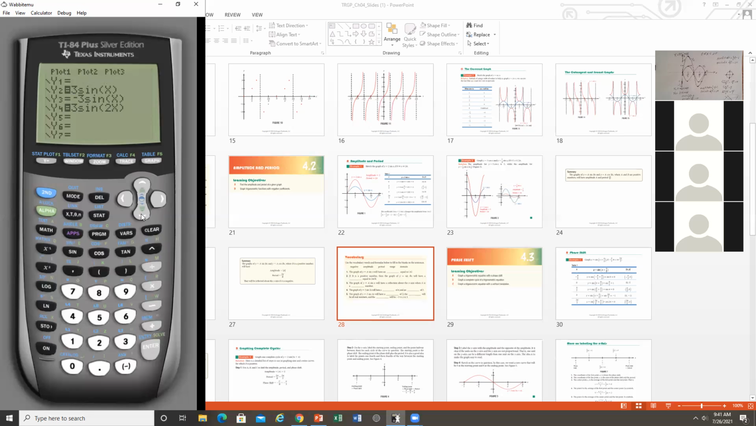Let me just clear these functions out here. All right, so ladies and gentlemen, what's going to be the same and what will be different between the graphs of these two functions? Anybody? What will be the same and what will be different? Would the frequency be different?